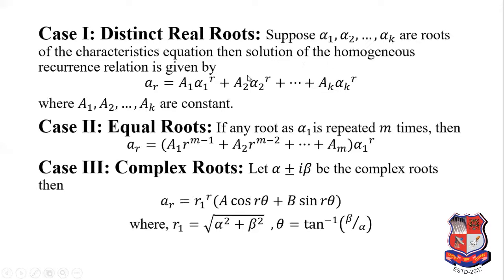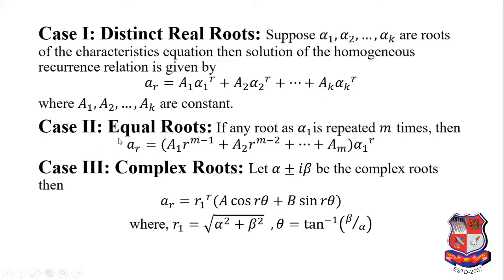In that case, the solution of the recurrence relation can be expressed as a(r) equal to A1 alpha 1 raised to r, that's nothing but the first solution, plus A2 alpha 2 raised to r, plus and so on, Ak alpha k raised to r, where all those A1, A2 up to Ak are constants.